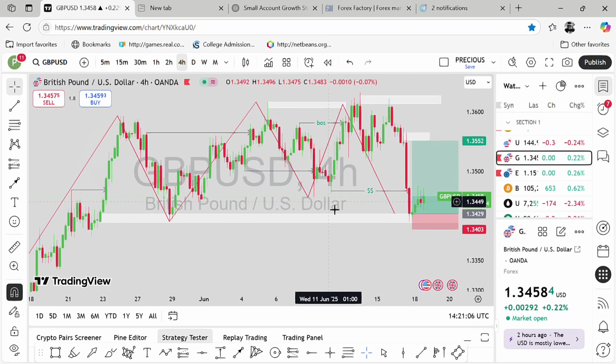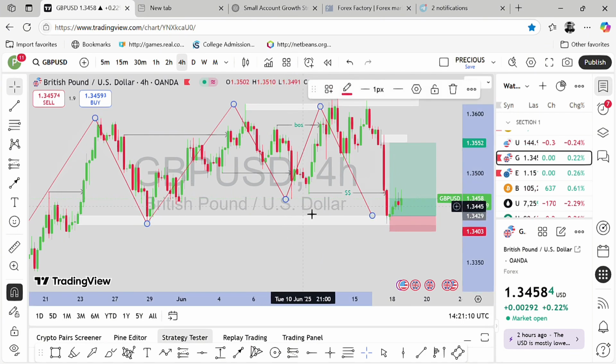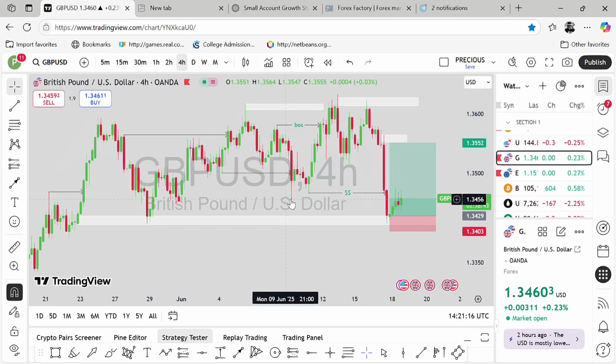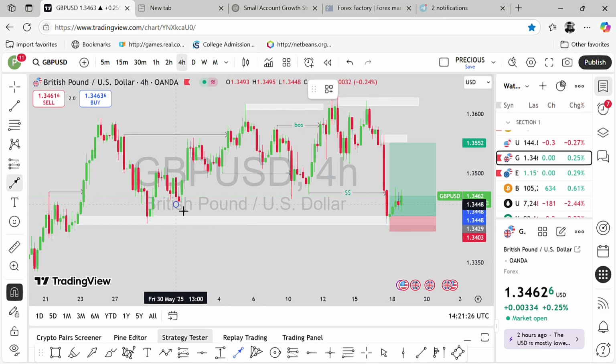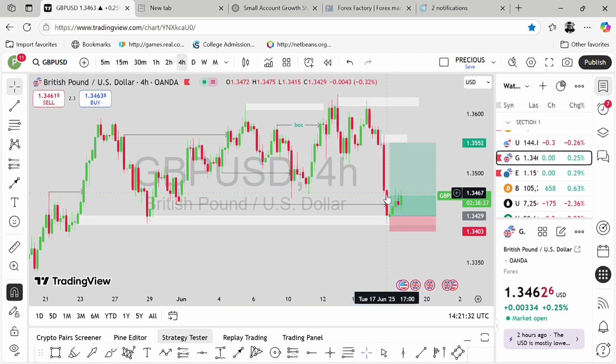So we recently got a change of character to the downside here. So we recently have a break of structure to the downside here from yesterday. So price came downward yesterday, and price was able to take out our previous low here. So we now have a break of structure here. And this is a break of structure here.